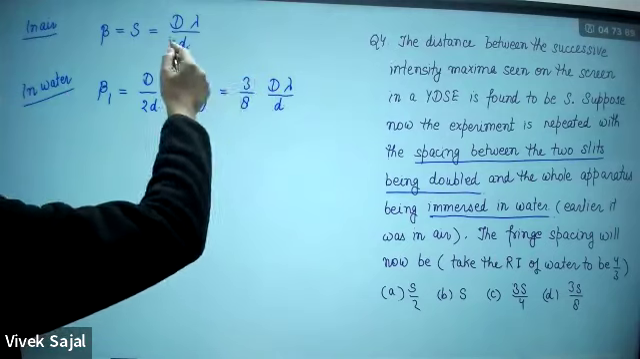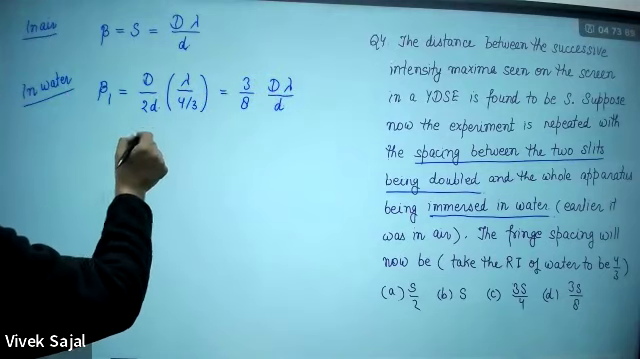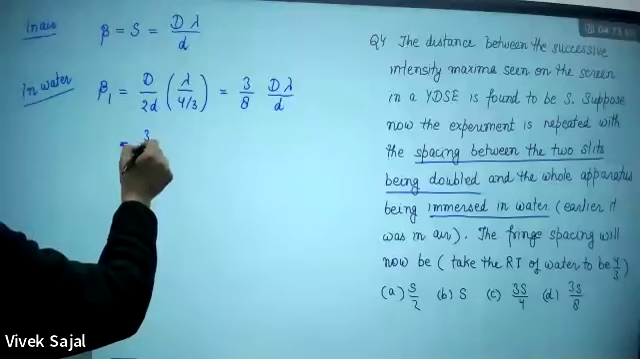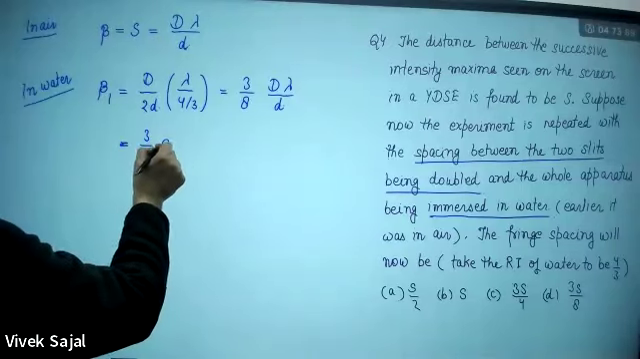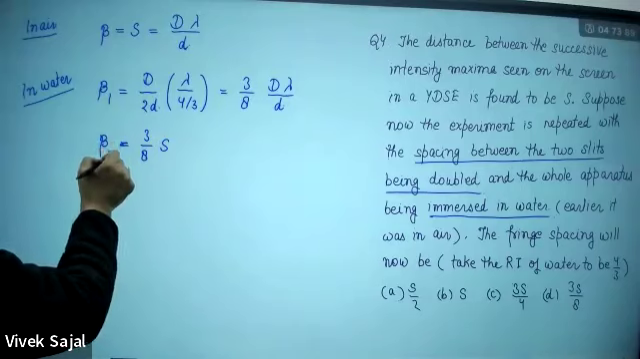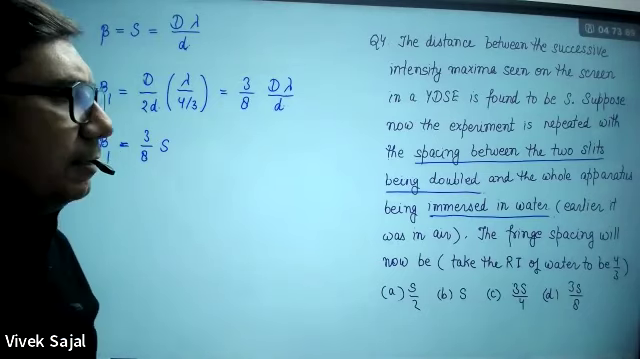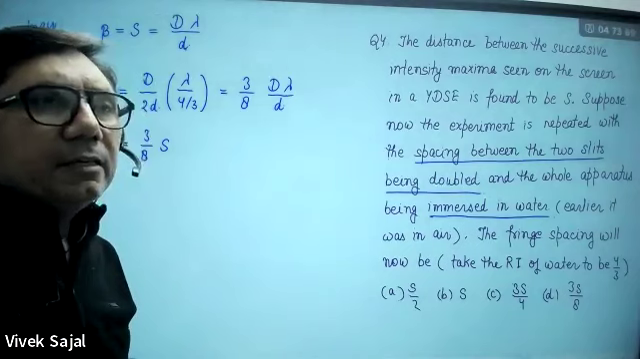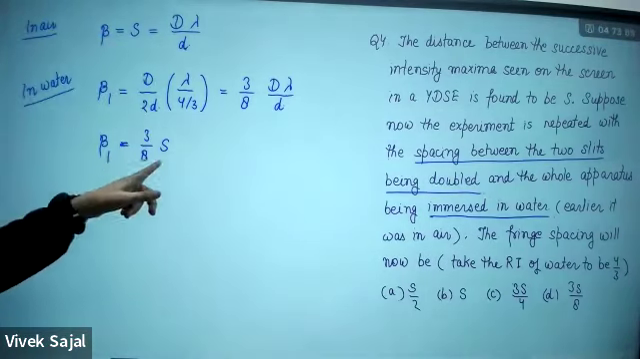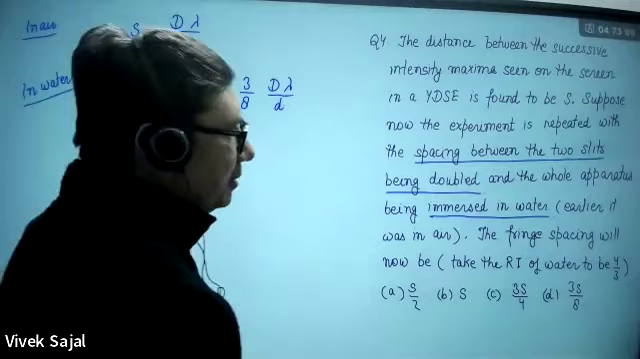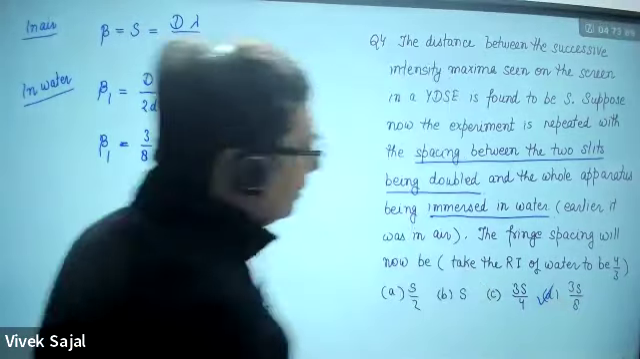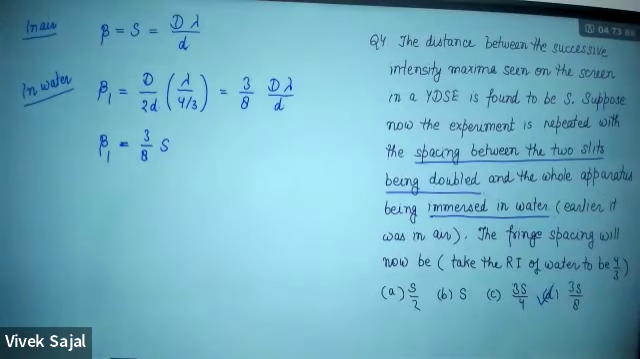What is this D lambda upon d? This is S. So I can write this as 3/8 into S. This is beta 1. When you immerse this apparatus in water and observe the new beta, it will be 3/8 S. This will be the answer here. Option D is the correct answer. Please note it down quickly.